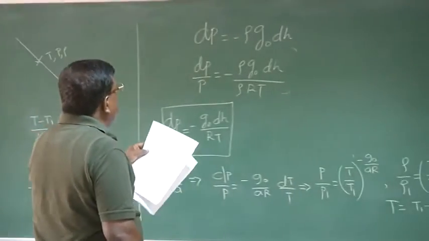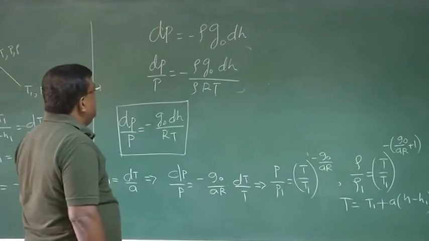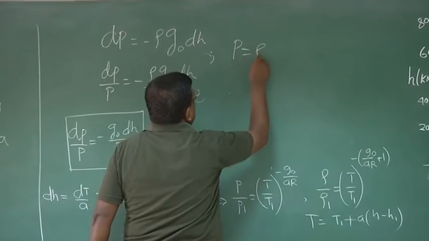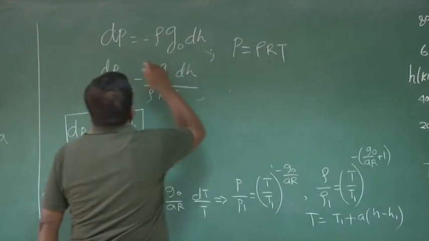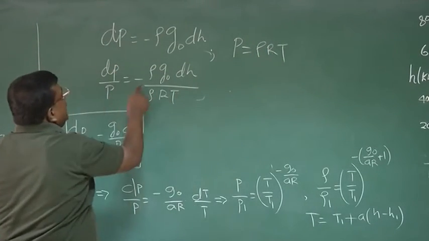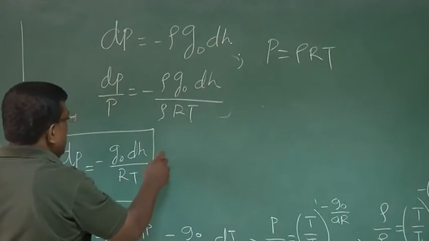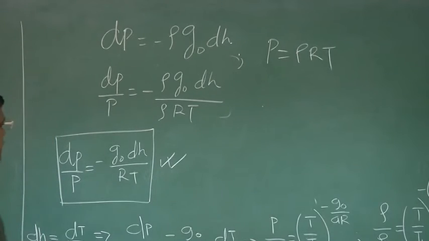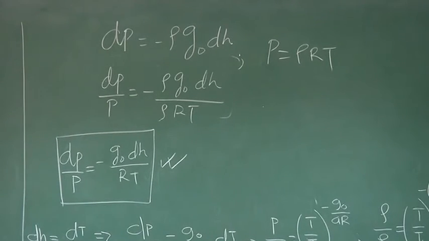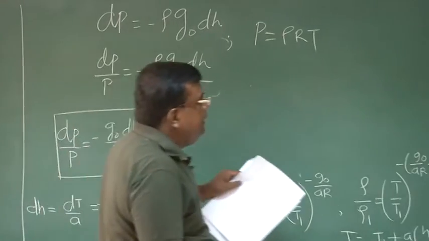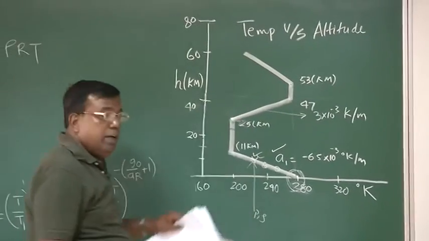So we carry forward with this relationship, and also now you use the perfect gas relationship P equal to rho RT. So I divide dP by P, so I get rho G0 dH by rho RT. So I get a very important relationship, dP by P is equal to minus G0 by RT into dH. And you will see this will be used for getting the values of pressure and temperature at different points, right?